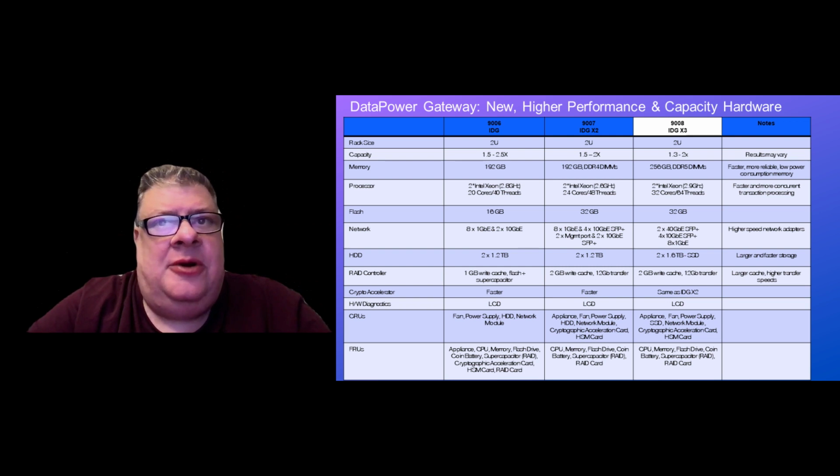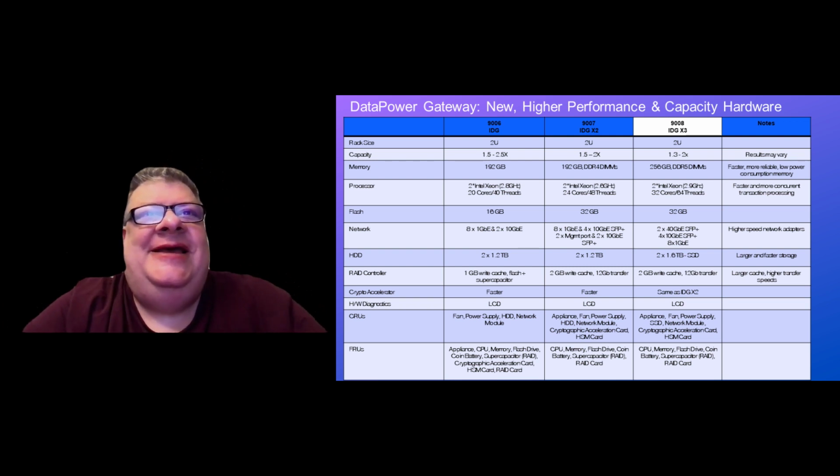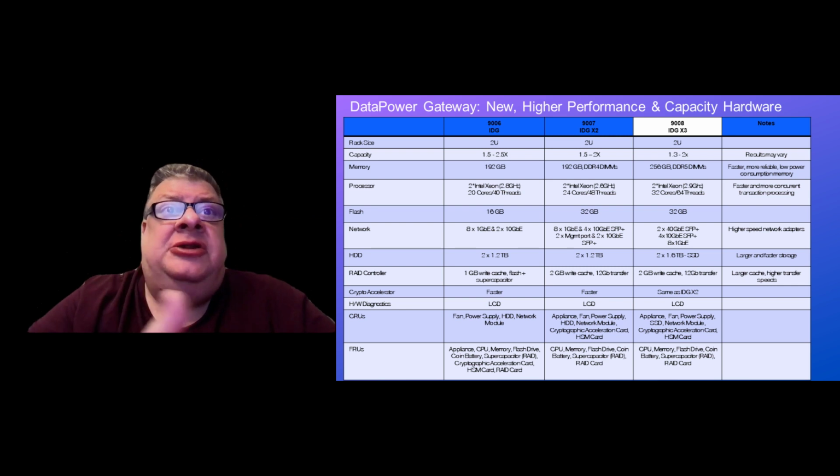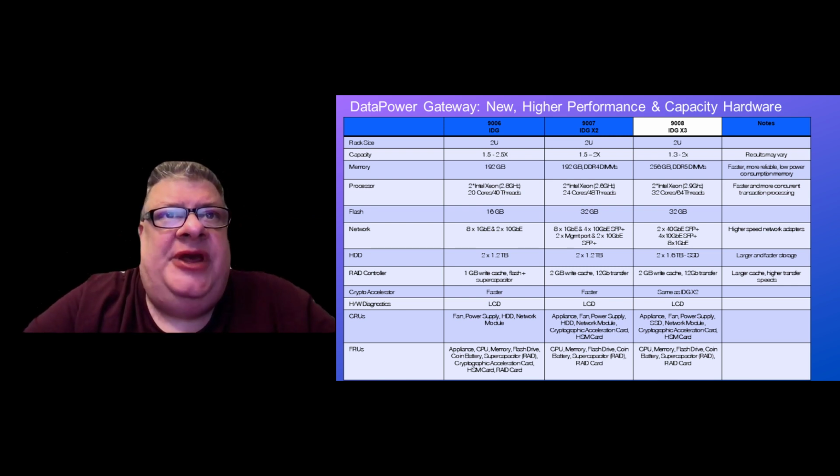This is DataPower's first foray, let's say, into solid state disks. So again, a mirrored RAID array of 1.6 gig solid state disks. Again, you can store more information locally if it's logging information or things like that. Same speeds, basically, and things like the RAID controller.